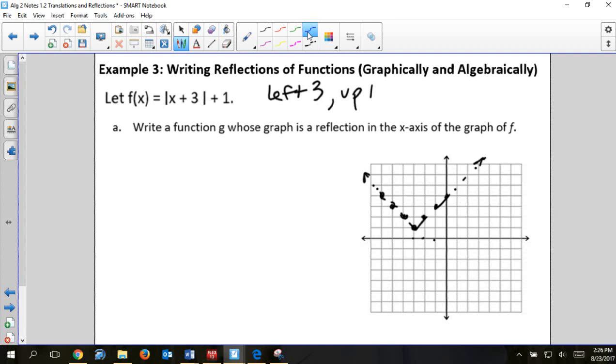And then this says we have to write a function whose graph is a reflection in the x-axis of the graph of f. In the x-axis means it's going to flip over the x-axis. So which way are we going, vertically or horizontally? It's in the x-axis. Which way is that? Vertically. So that means, what's the name of my function? G of x. When we do g of x, that's going to be negative outside of the function, outside of the parentheses.